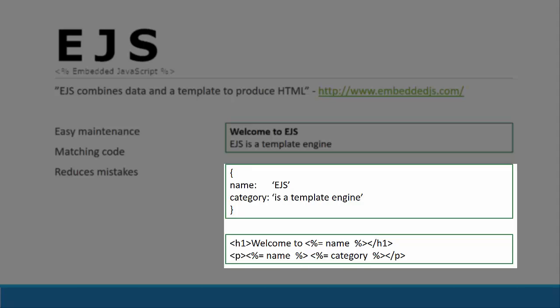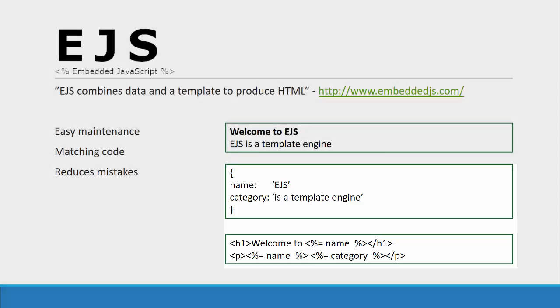First, we create an h1 opening tag, where we write "welcome to", and then we make a reference to our data layer saying name, and then we close the h1 tag. In the next line, we open a p tag and make a reference to the data layer name and another reference, this time to the data category, and then we close the p.